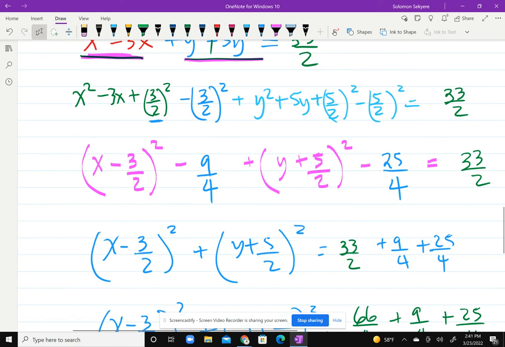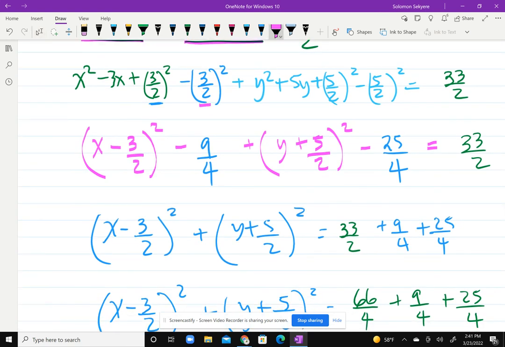So we add it, and this is what we have. We add it and then we subtract it. As soon as we add it, that's a perfect square.